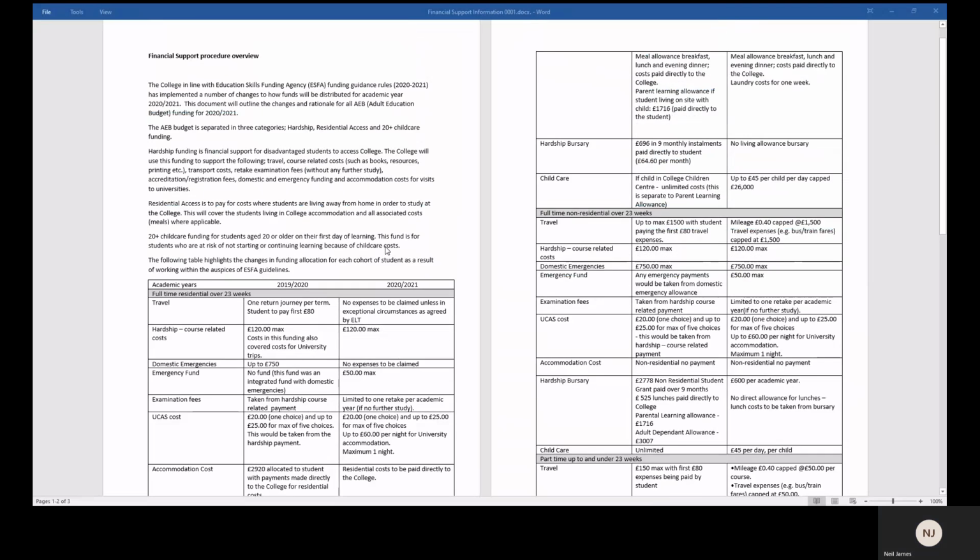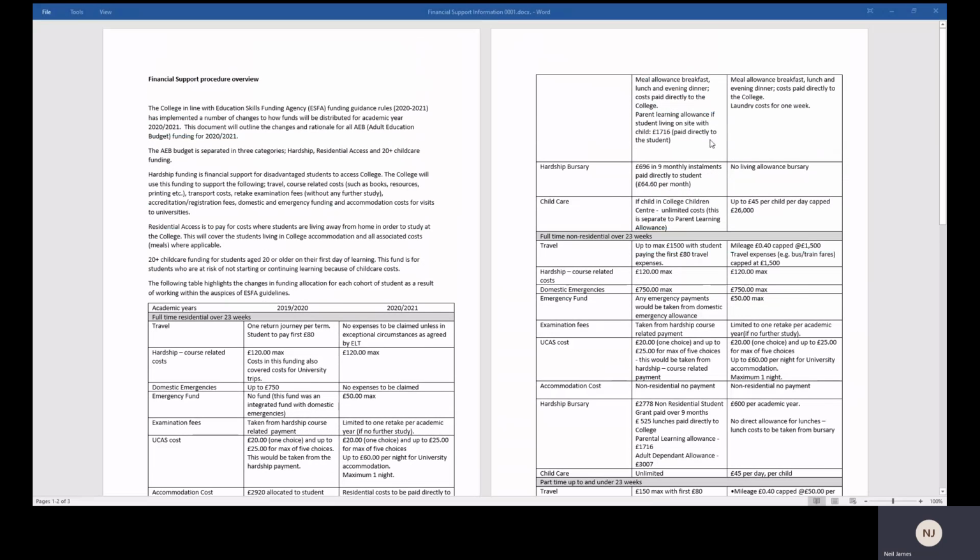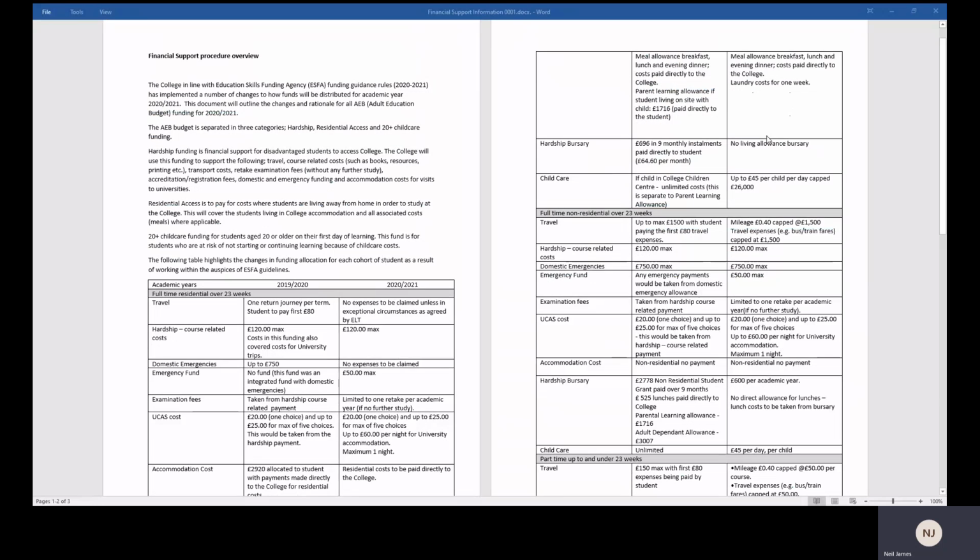In terms of allocation for accommodation costs, that goes directly into the college, which is previously what happened, and the allocation is the same. In terms of the meal allowances, again, the meal allowances are paid directly to the college. This isn't broken down separately, and we also will give students, which we didn't previously, laundry costs for 1 week, so that they can do their laundry on site.